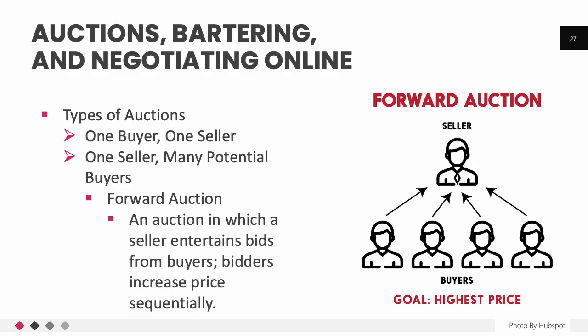And there are some types of auctions, like I have told you before. The forward auction is where one seller offers an item, and many buyers compete to bid higher prices to get the product, and the winner pays their final bid amount. So this is called a forward auction.